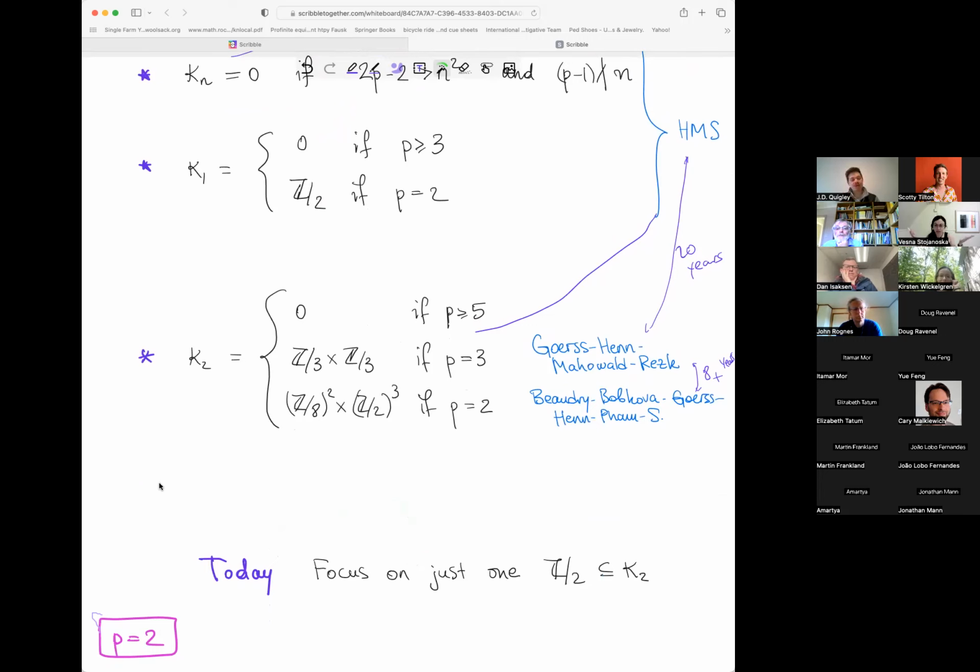So higher heights, who knows? There's some work by various people where certain elements are found of a certain order, so we know non-triviality statements, but the complete calculation is not known.